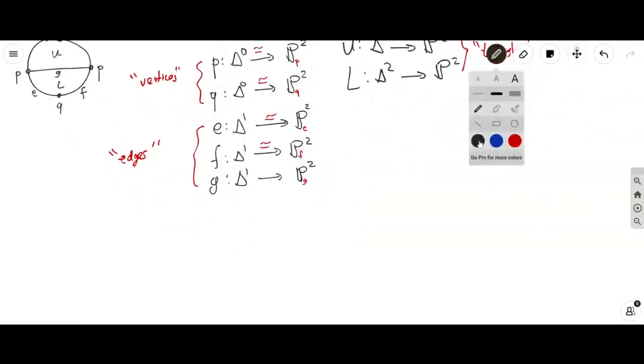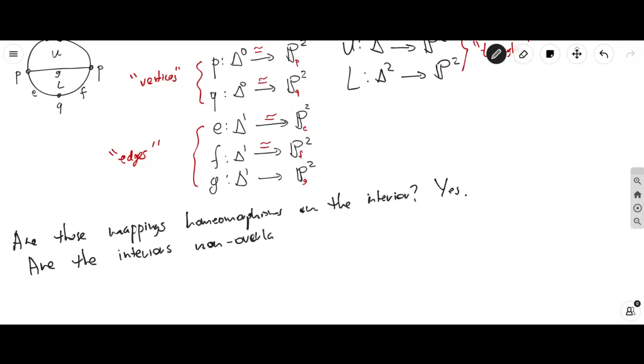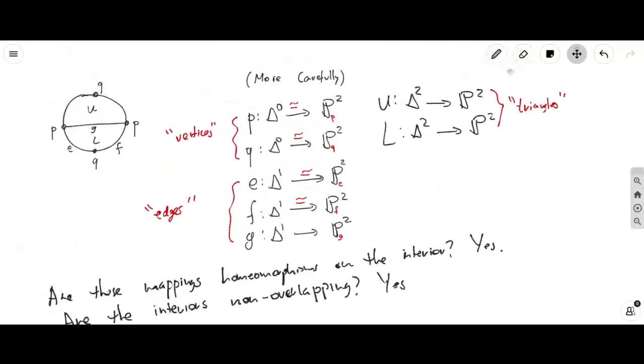Are these mappings homeomorphisms on the interior? Yes, so that's what we observe. Then are the interiors non-overlapping? Yeah, so just look at the picture.